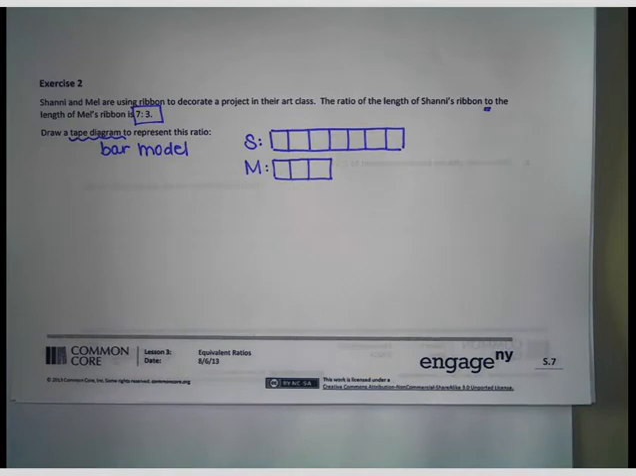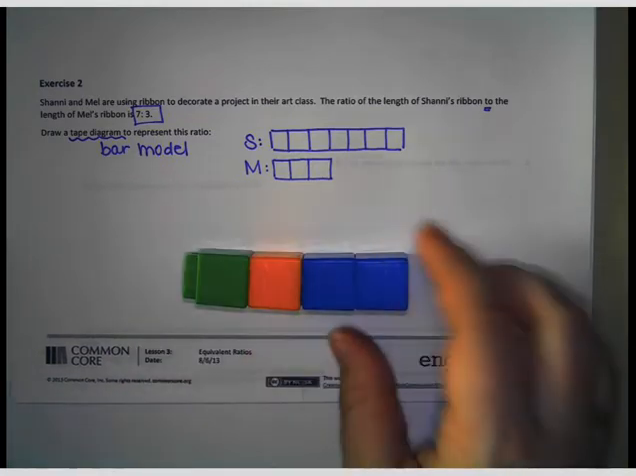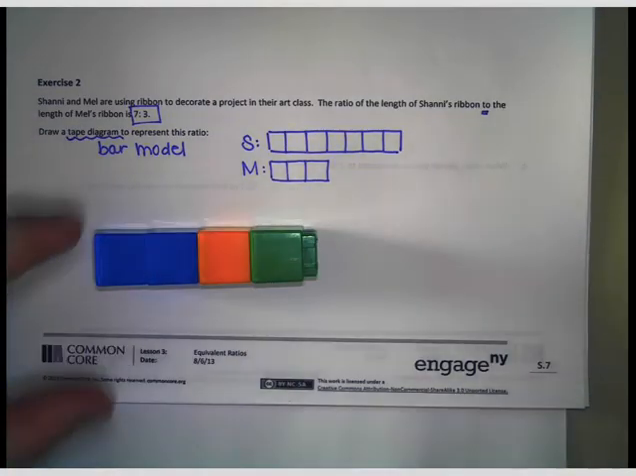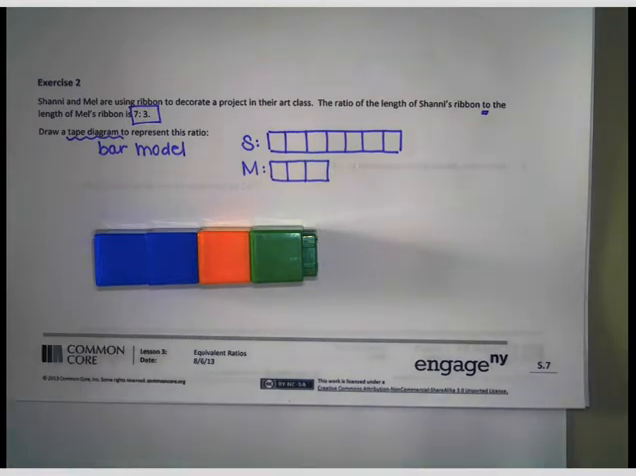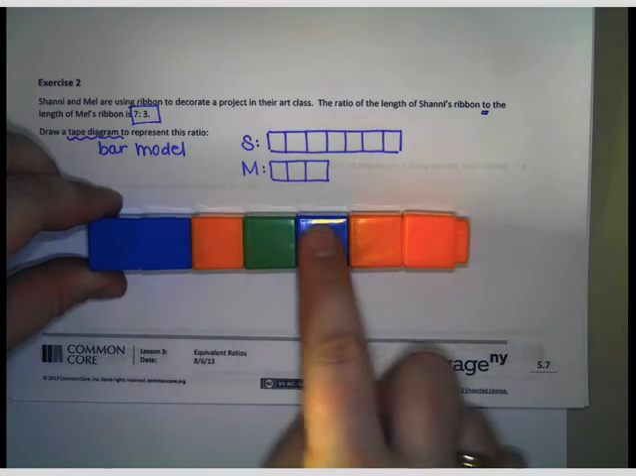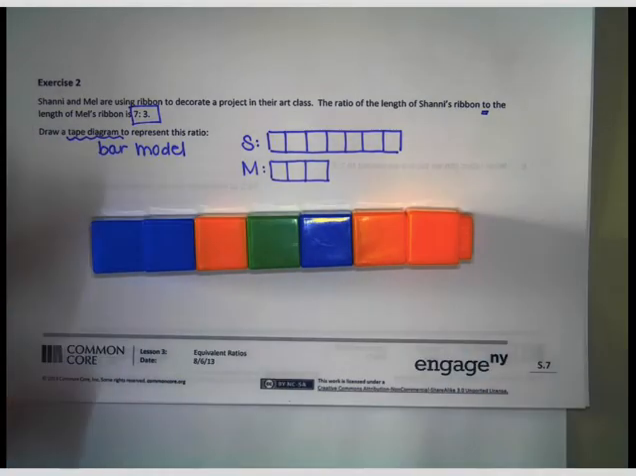Okay, let me show it to you with a bar model. When we do bar models, we usually build with Unifix cubes. So here's my cubes. 1, 2, 3, 4. Oops, I need some more. 1, 2, 3, 4, 5, 6, 7. Those 7 are going to be Shani's.